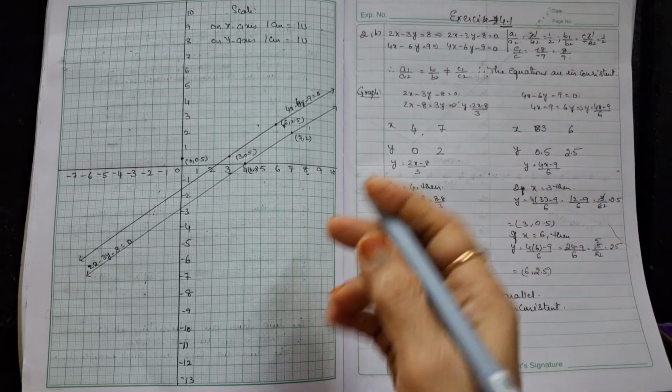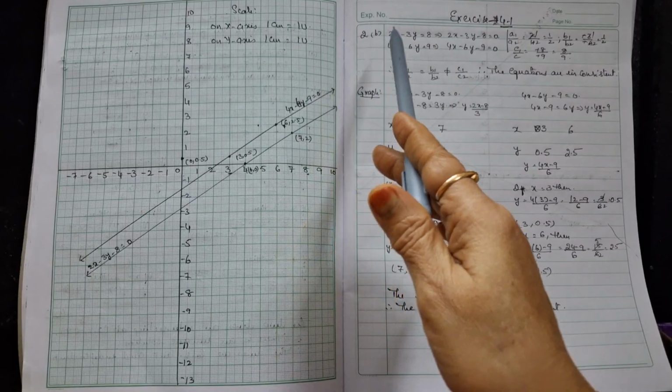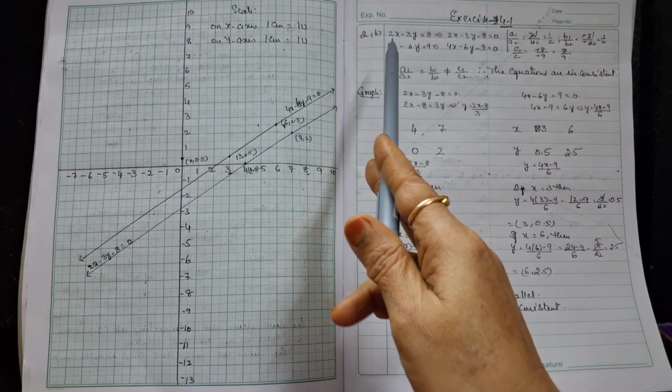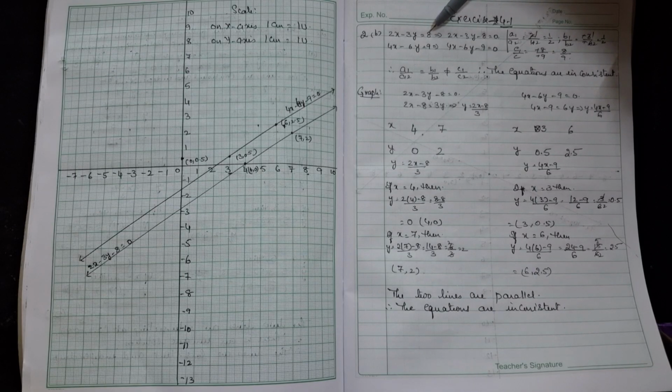Now, exercise 4.1, second problem, part B, children. The equations are 2x minus 3y is equal to 8, which means 2x minus 3y minus 8 is equal to 0, and 4x minus 6y is equal to 9, that is 4x minus 6y minus 9 is equal to 0.